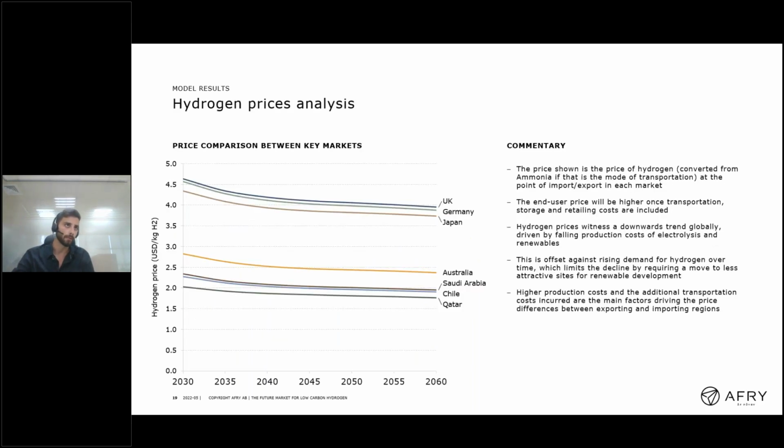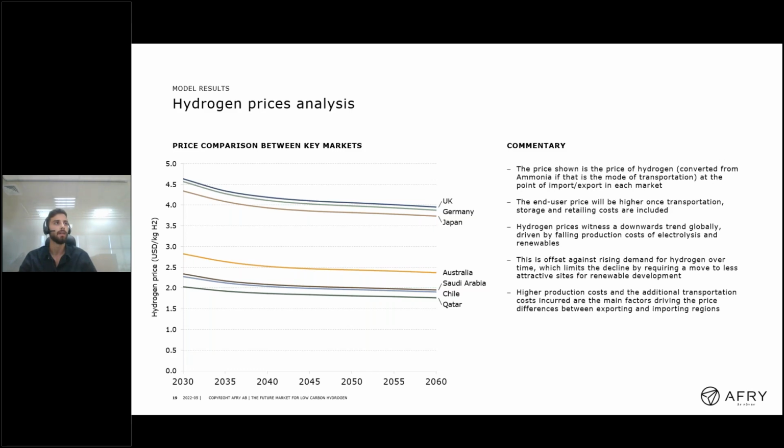Moving on to another output from the model, which is hydrogen prices. What you actually see here is hydrogen prices in hydrogen form, meaning that if hydrogen were to be procured or transported in ammonia, then the price is inclusive of the conversion and reconversion costs. So there are two main key messages that we can deduce from this chart.